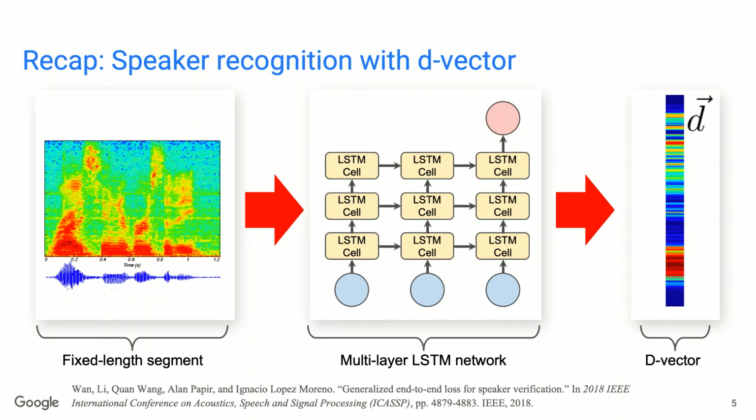Almost every speaker diarization system makes use of a speaker recognition system, and the modern speaker recognition systems are embedding learning systems. It encodes a fixed length segment of audio into an embedding vector, known as the D vector, using a neural network like LSTM.